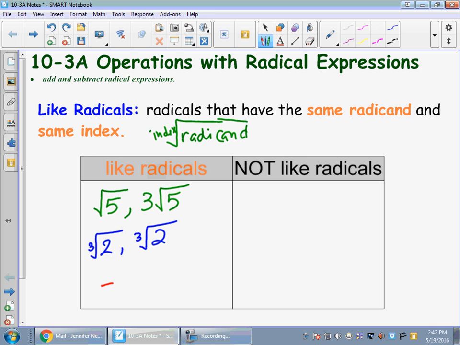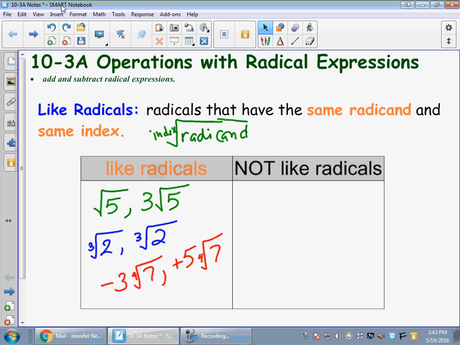If I have a negative 3 fourth root of 7 and a positive 5 fourth root of 7, those are like radicals. They're like terms. When you think of a variable, they're the exact same. Same index, same radicand. Most of yours are going to be square roots anyway.